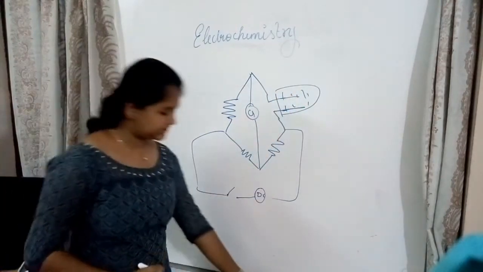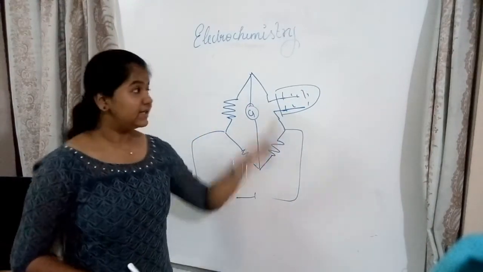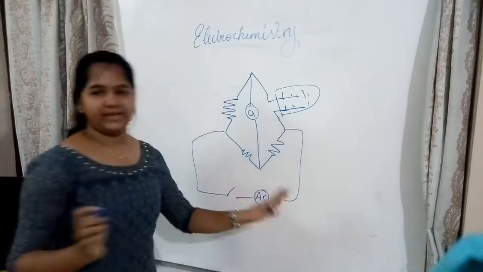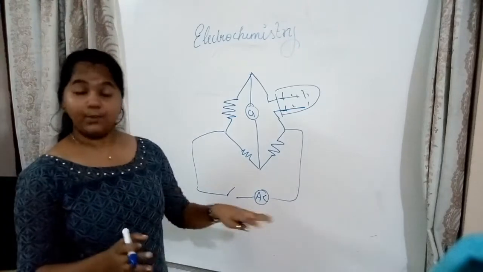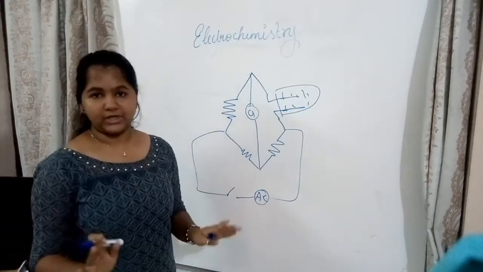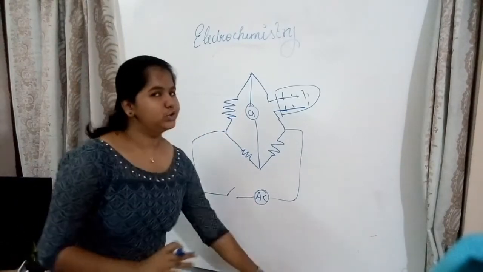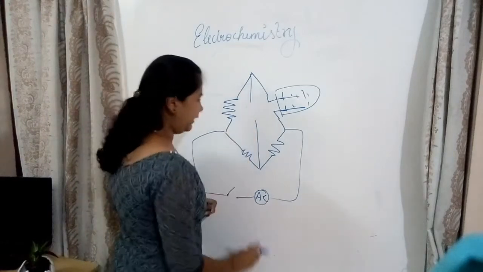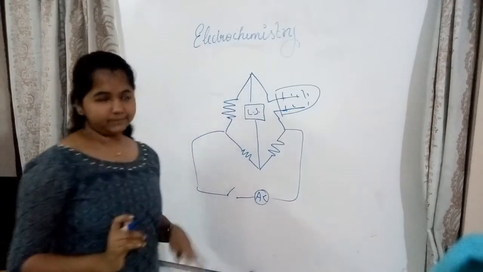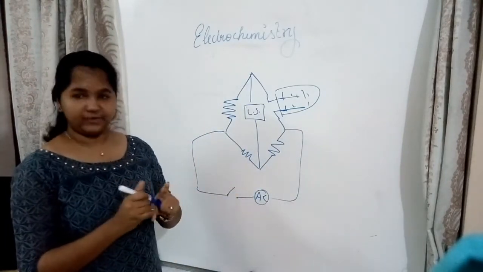The next change is that we have to have an AC current for determining this. So we give an AC current. Now when an AC current is given, a galvanometer will not work. A galvanometer requires direct current for its function. So we will replace it by a headphone or a loudspeaker. These are the changes that we have made in the Wheatstone's bridge for the determination.